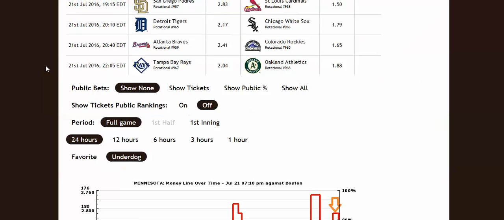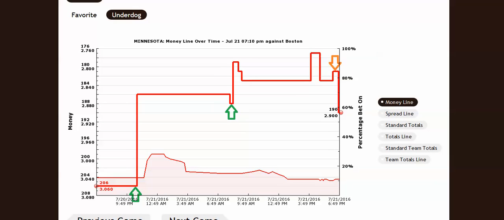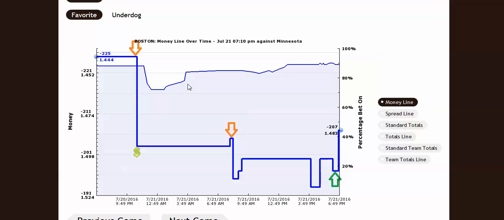Okay, the next game is Twins versus the Red Sox. Let's see what we have here. Okay, it's similar to the last game. There's only 10% of the money on the Twins, which is probably pretty obvious. Boston's doing really good lately. 90% of the public money is on Boston.